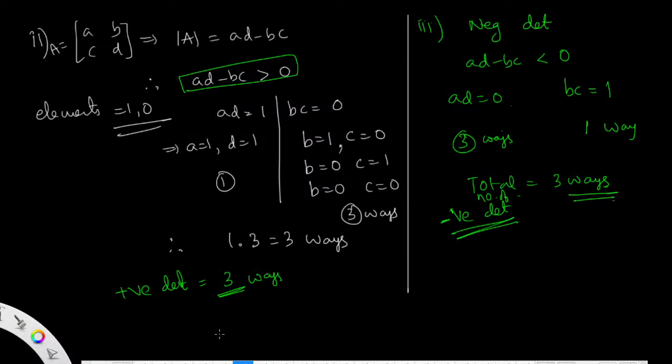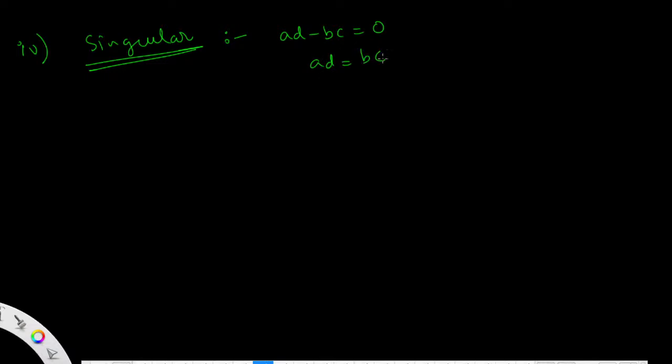Next, question number 4 is given. Question number 4, that is singular. A singular matrix is nothing but AD minus BC must be equal to 0. That means AD equal to BC. AD equal to BC means how many cases can we get? AD must be equal to BC. In how many ways?